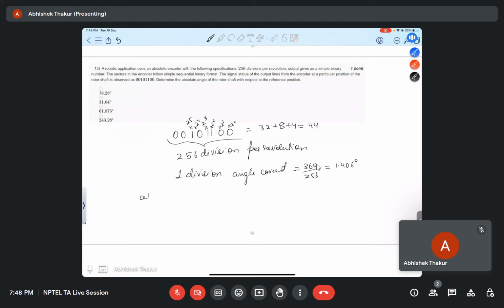So the absolute angle of the rotor shaft with respect to the reference position will be 44 into 1.406 degree. So this will become 61.864 degree. So the correct option is option 6, that is 61.875 degree.